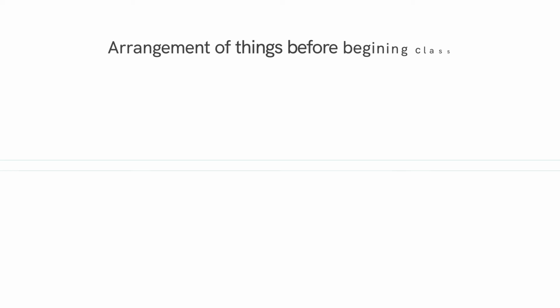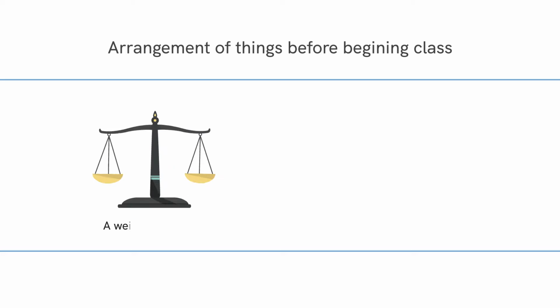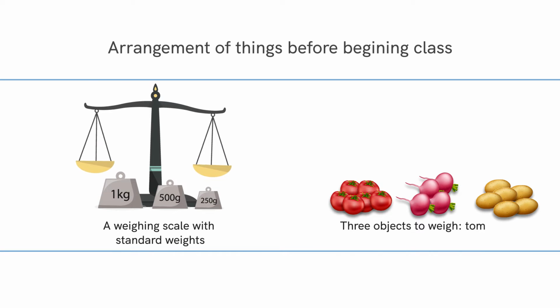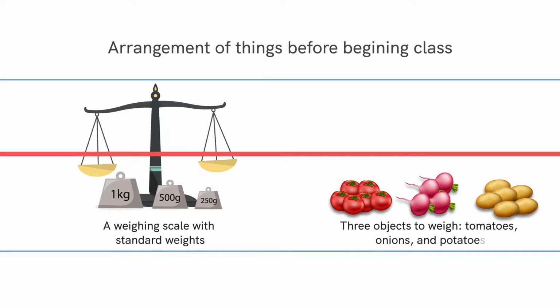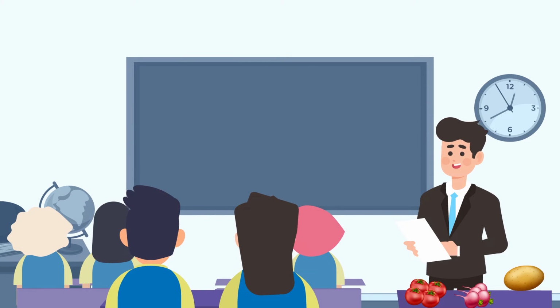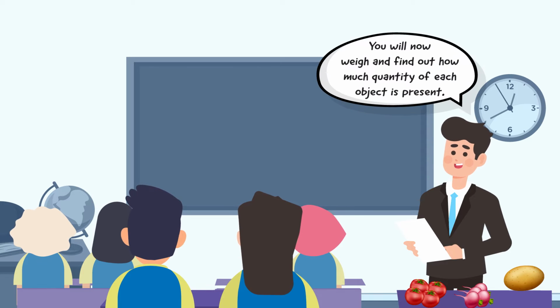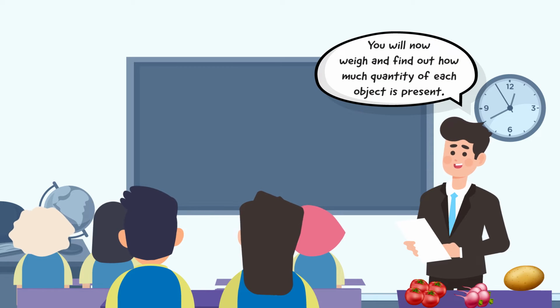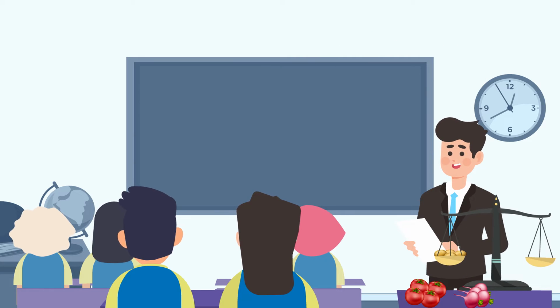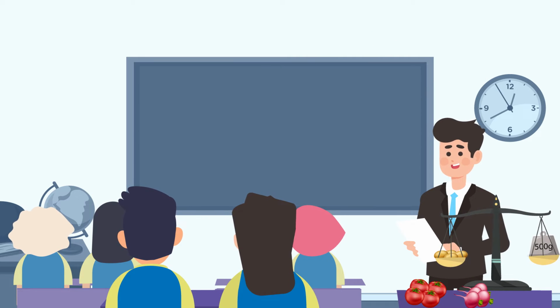To begin with, we will need to keep prepared a weighing scale and standard weights, and 3 objects to weigh: tomatoes, onions and potatoes. Now, start by placing different vegetables before the students. Inform them that they will now weigh and find out how much quantity of each object is present. Measure each vegetable one by one in front of the students.